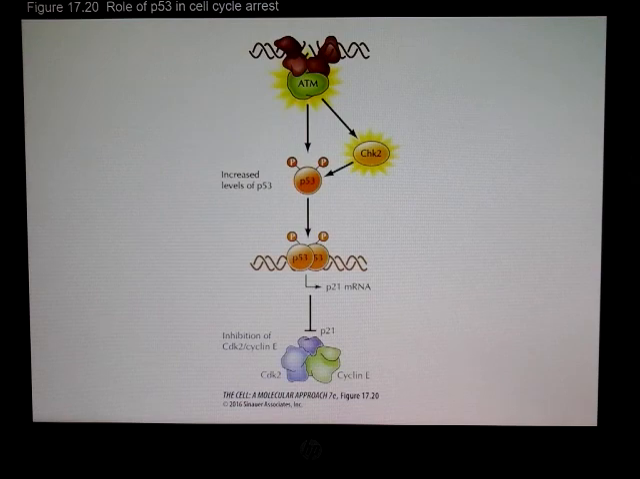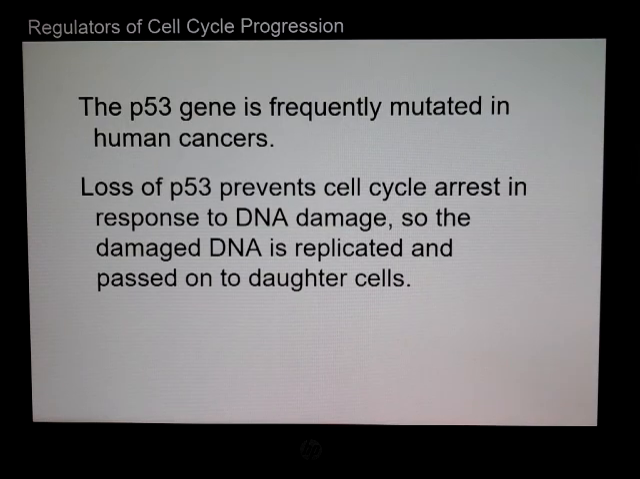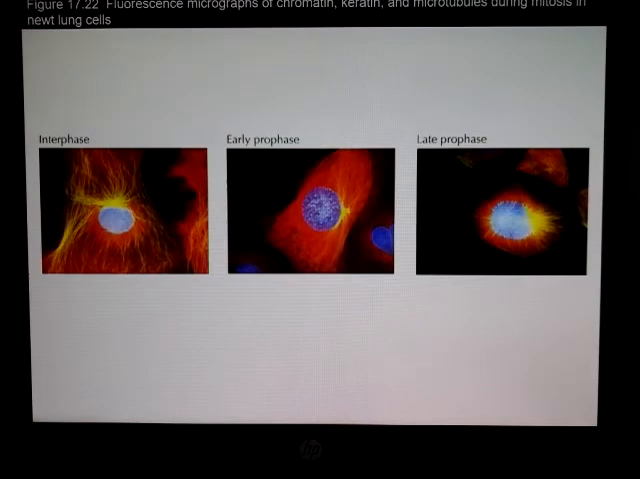P53 actually is a gene that I had to sequence for my master's degree years ago. It's frequently mutated in human cancers, and loss of P53 will prevent cell cycle arrest, and then the cells just continue to replicate with this damaged DNA. And just some kind of cool pictures to show you to end.